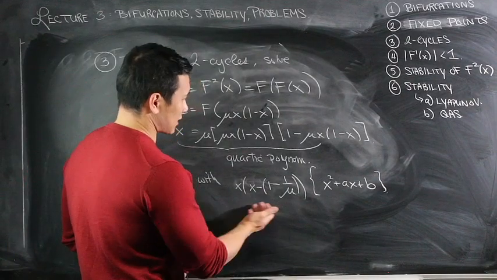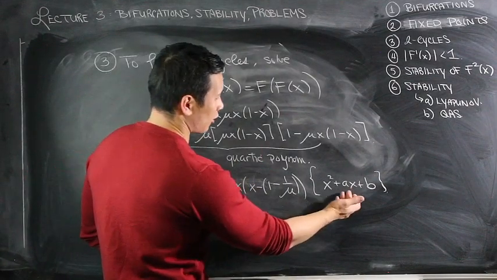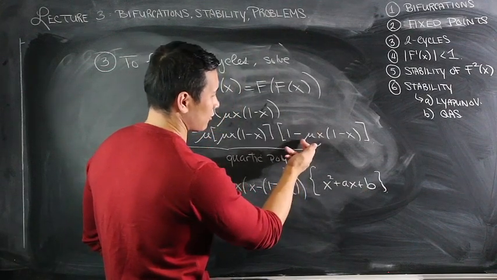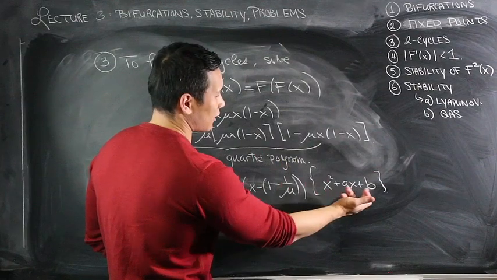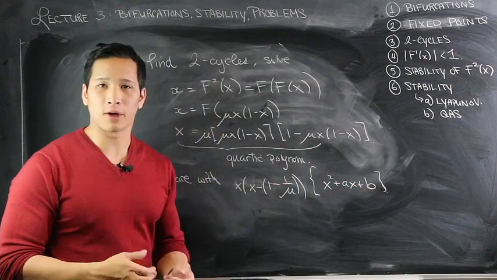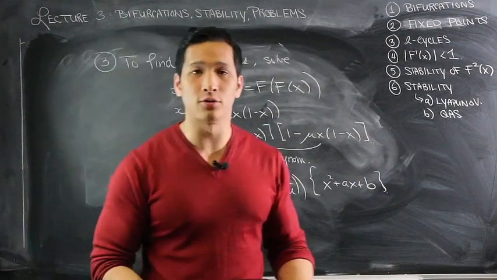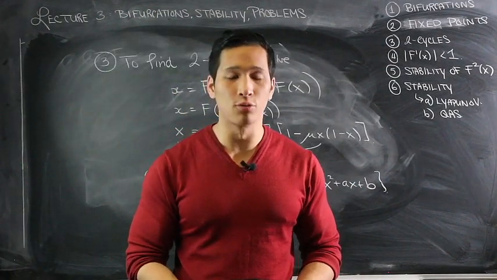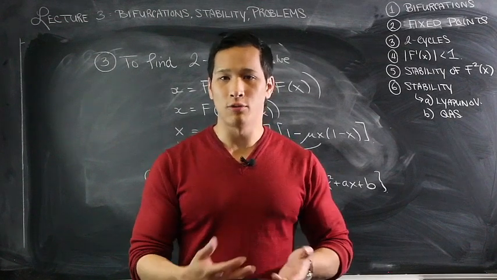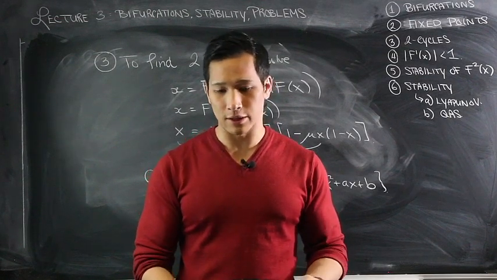This has to satisfy the same quartic polynomial, so all you have to do is expand the second to last line out, find the values of a and b, and then solve that quadratic. You'll get the two roots that you haven't found before, and those two roots correspond to, say, x1 and x2, which are the two elements of the 2 cycle.